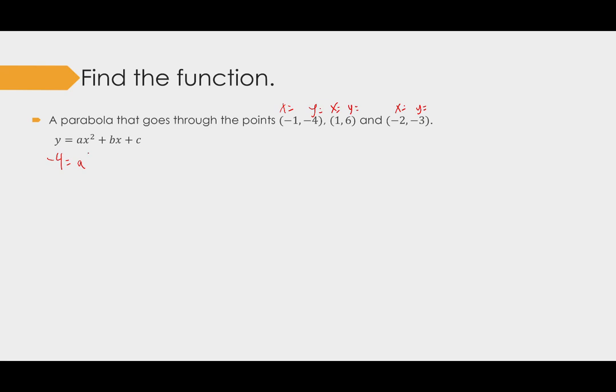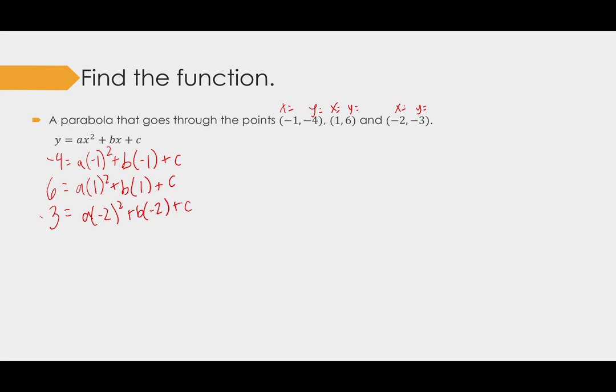X is -1, so we'll have a times -1 squared plus b, we don't know again, times -1 plus c times nothing, it's just c. And then for our next equation, we'll have 6 for y. X is 1, so that's a times 1 squared plus b times 1. And again, c stands alone. And last equation, -3 equals a times -2 squared plus b times -2 plus c.